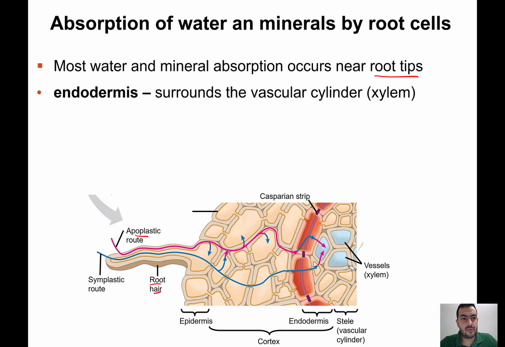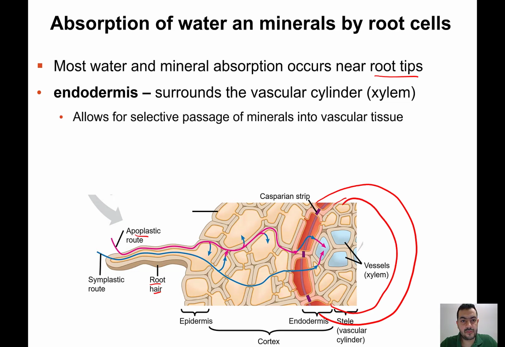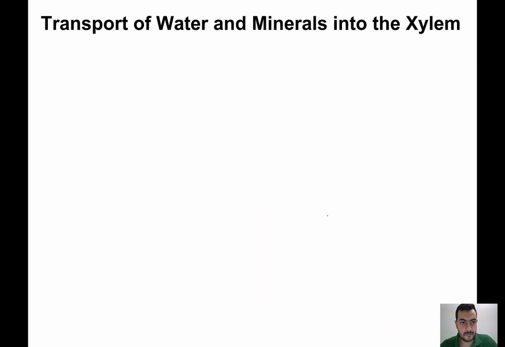So we have what is known as endodermis. This is surrounding the vascular cylinder, shown here in red, and as we say, it surrounds the vascular cylinder like that, and this allows for the selective passage of minerals into the vascular tissue. As we have already mentioned, the selective passage is important, and this is allowed by having the endodermis, as we will show in the next slide.